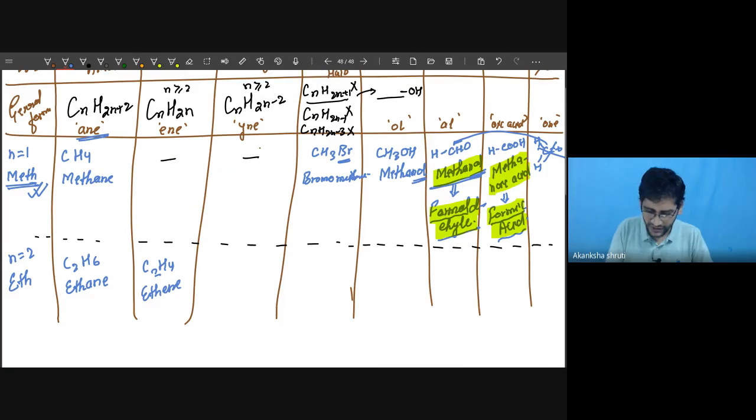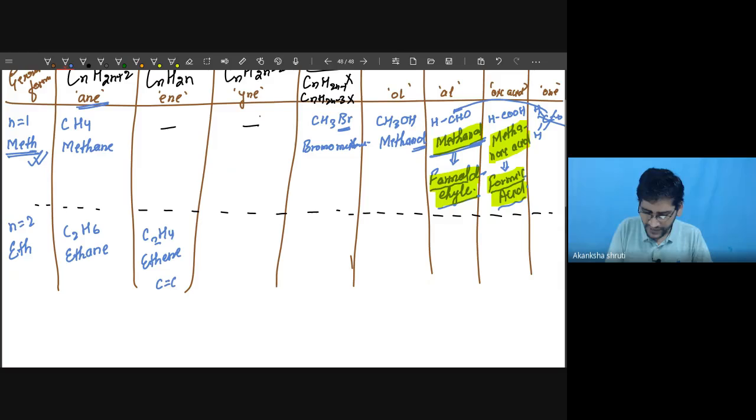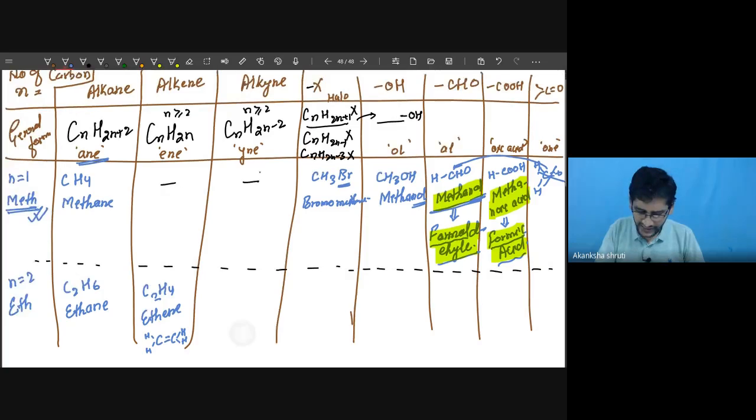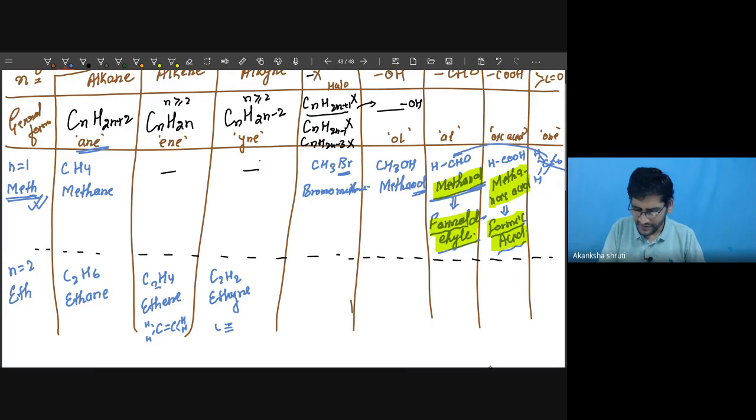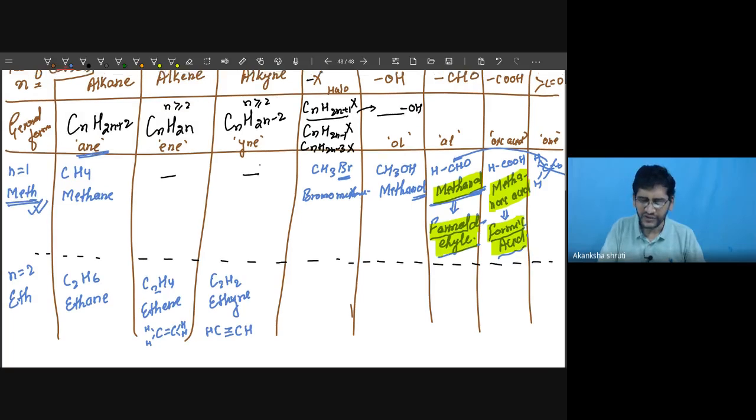The structure we had already drawn: 2 carbons having a double bond and 2 hydrogens at these positions. It is this way. Okay, the structure we had already drawn earlier. Coming to the alkyne, it becomes C2H2. It is called ethyne. Okay, student, the structure is very simple. Between the 2 carbons, there is 1 triple bond.